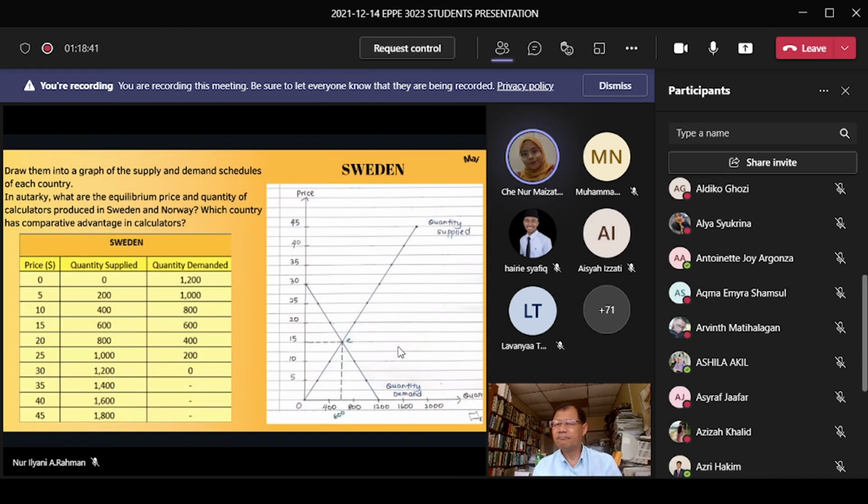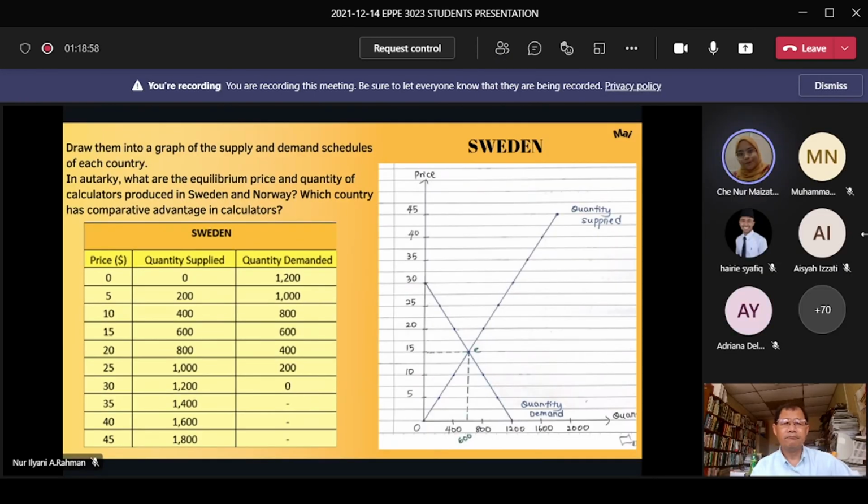Okay, for the first question, draw them into a graph of supply and demand of each country. And in autarky, what are the equilibrium price and quantity of calculator produced in Sweden and Norway? And which country has comparative advantage in calculator?